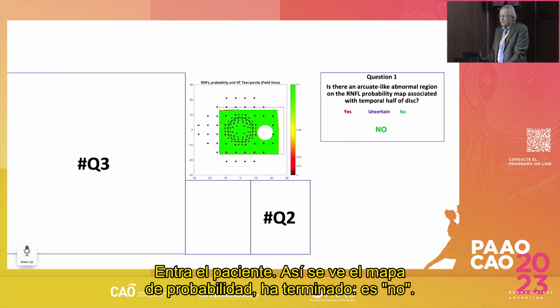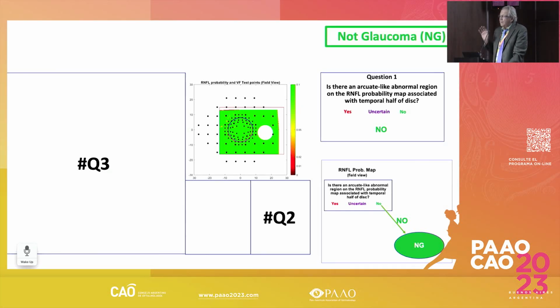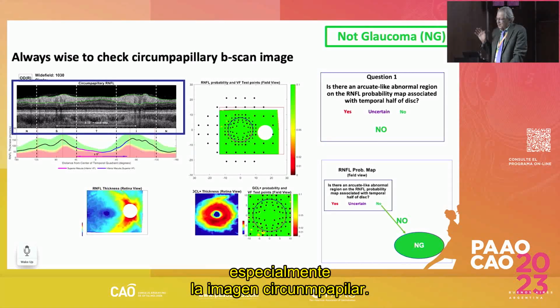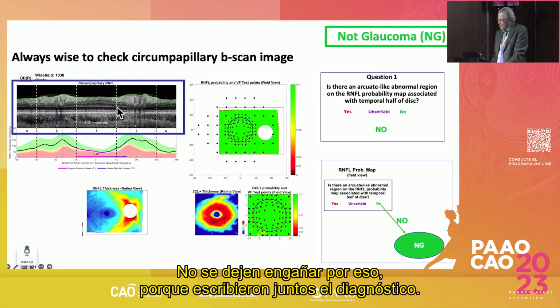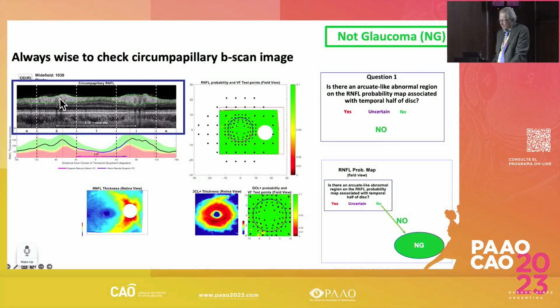That's what the probability map looks like. You're essentially done. It's no. Now, it's always good to look at the rest of the report, and especially the circumpapillary image. Don't get misled by it, because you've already got a diagnosis, but you look at this and you feel confident. Look how pudgy and healthy that looks.